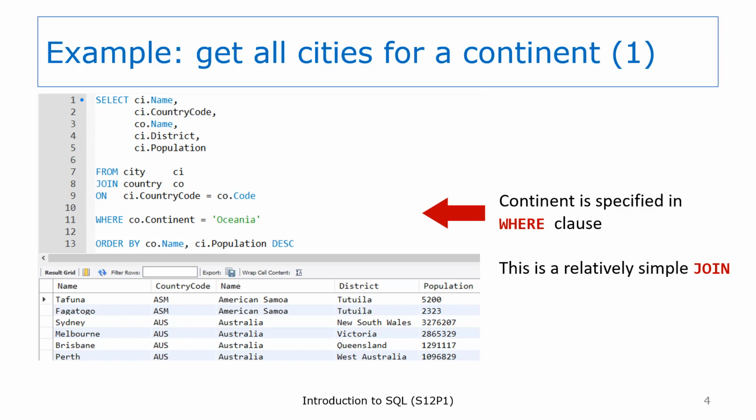This join is an inner join, which is the default join type when you just use the join keyword by itself. The inner join used in this example will only select a row from the city table when there is a row in the country table. The selection occurs when the country continent value is Oceania.